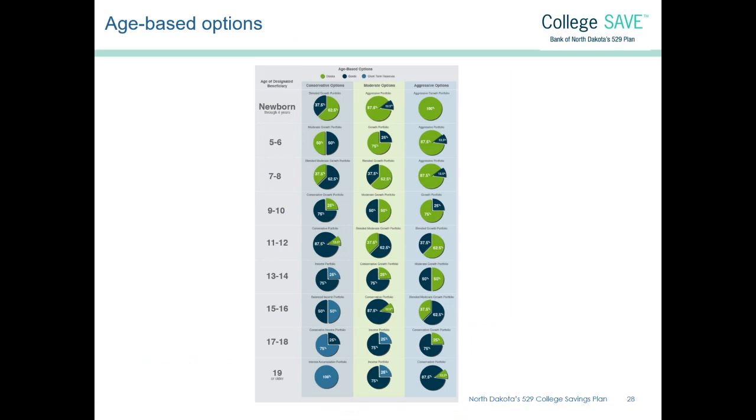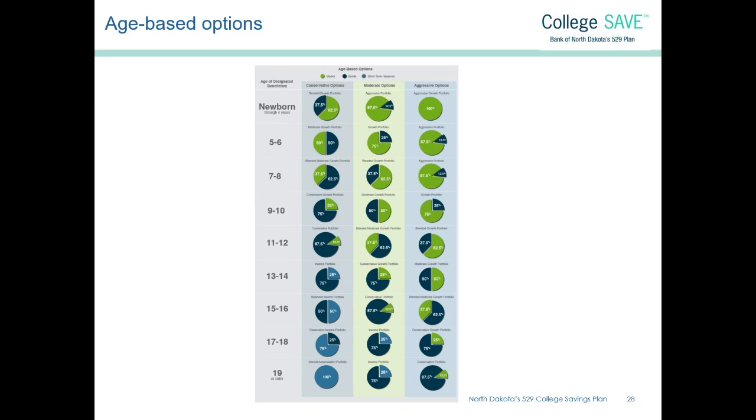So your second opportunity to invest with us is what's called age-based tracks. These tracks that you're seeing on screen right now take into account your risk tolerance or your investment philosophy, whether that's aggressive on the right side, moderate in the middle, or conservative on the left. And then you'll see to the far left, the age of the child. So you take the age of the child, let's say a 5 or 6-year-old, go to the right, let's choose the aggressive growth option. And that green is signifying 87.5% stocks and 12.5% bonds.